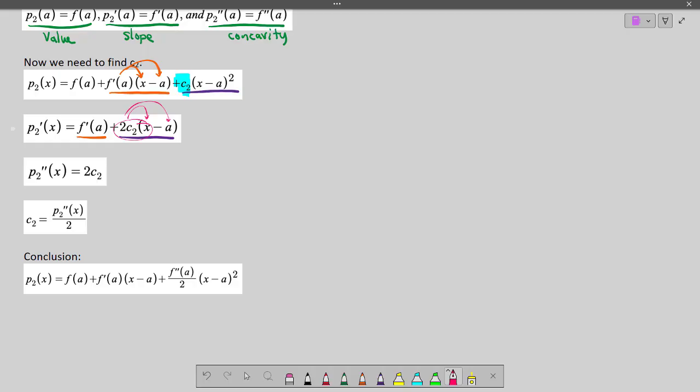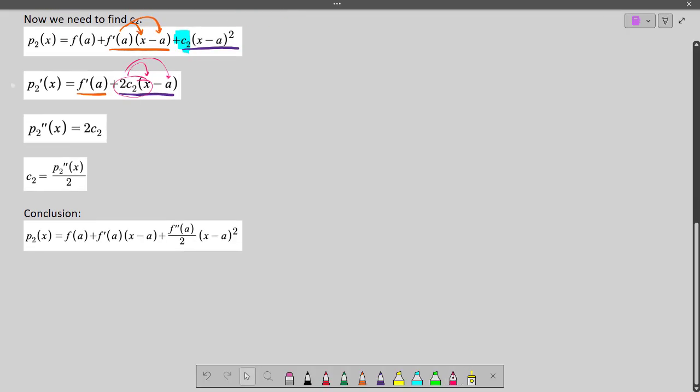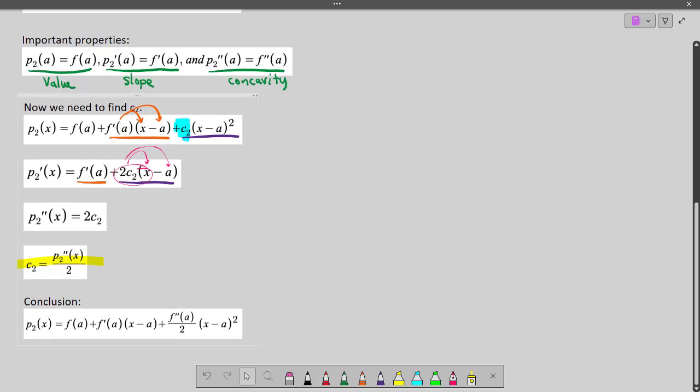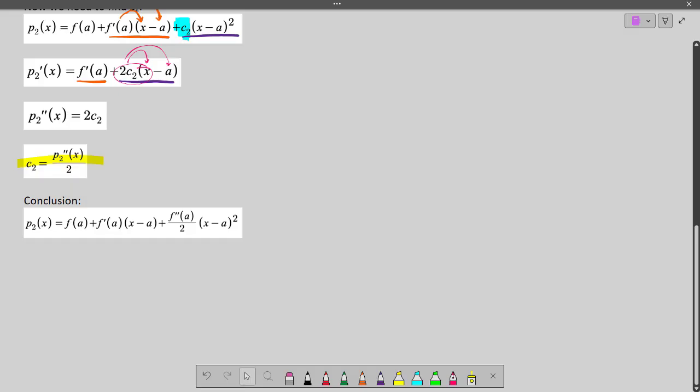All right, well, we can solve for C2. That is what we've been looking for, what C2 has to be. This is our assumption: we want the second derivative of this polynomial to match the second derivative of the function. So if we use that assumption, the second derivative of the polynomial is equal to the second derivative of the function. We have now built the C sub 2.